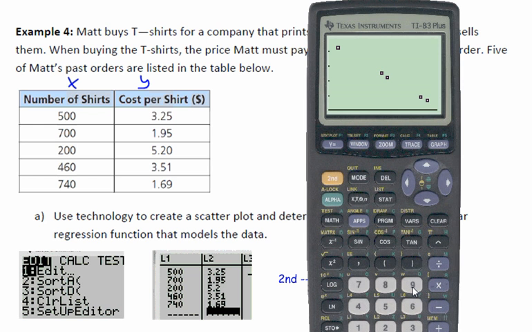Okay. Okay, so there we go. We had 5 pieces of information. I see 5 dots. Does this look like a linear regression? Yeah, for sure. Okay, so now how do we get the equation?